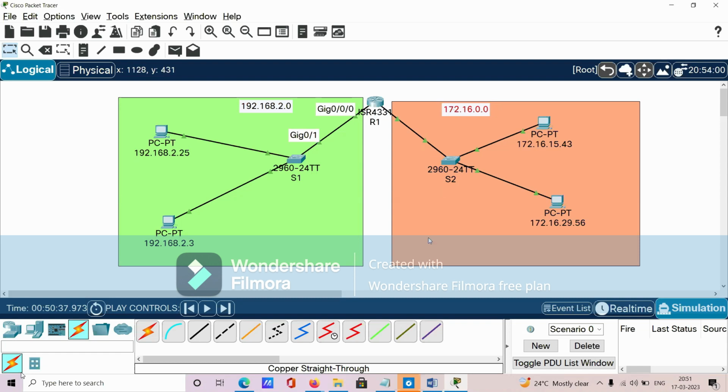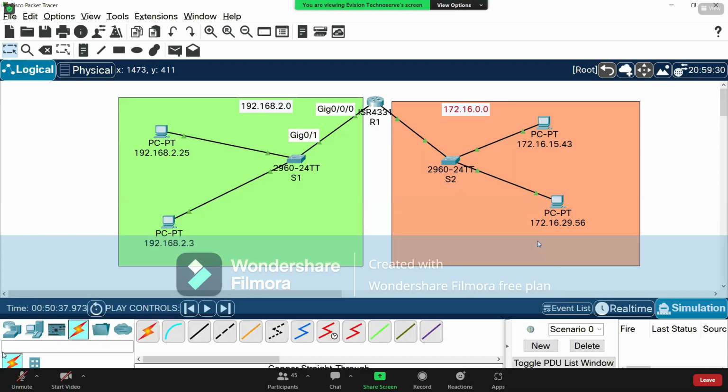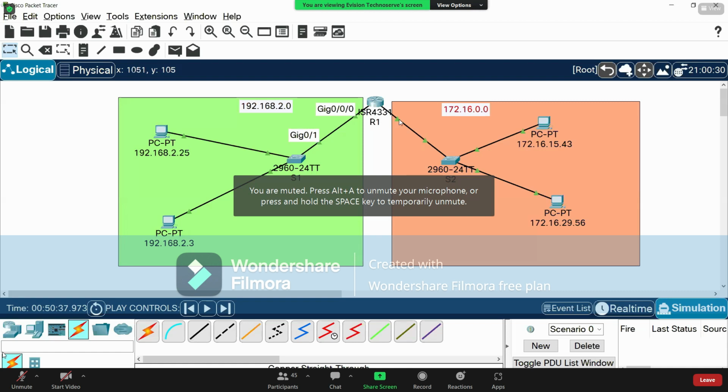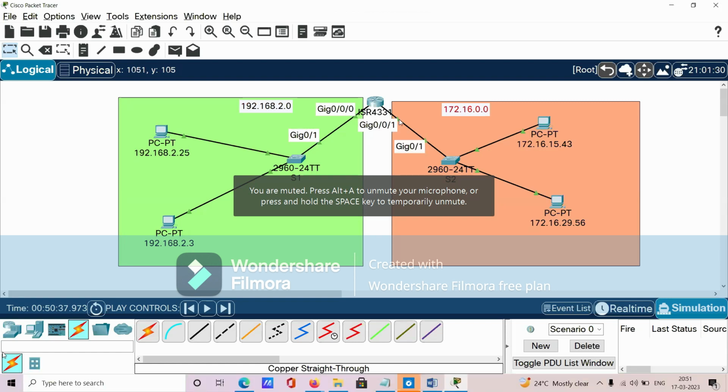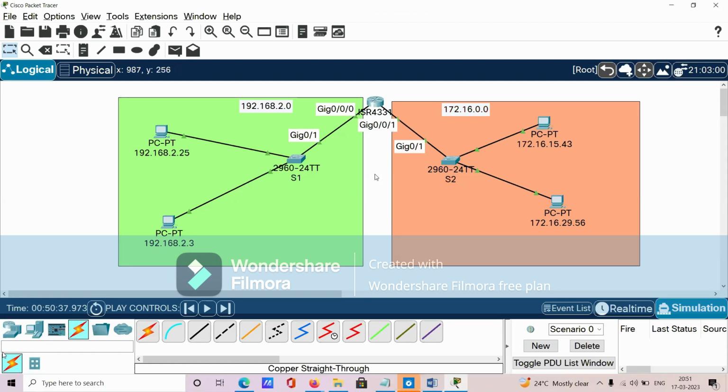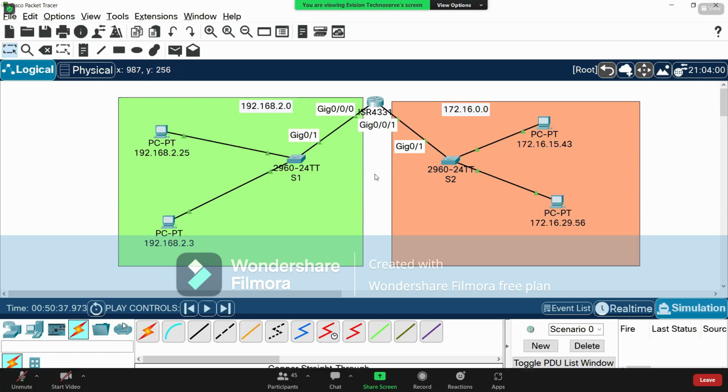How many connections are there in 172.16? Here also there are three connections: 172.16.15.43, 172.16.29.56, and 172.16.100.100. So there are three connections in the orange network as well.